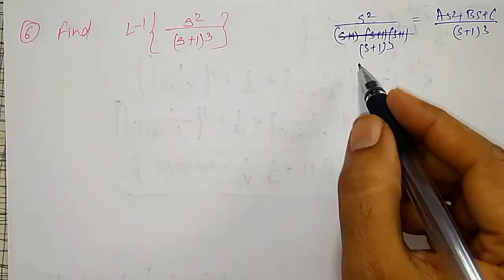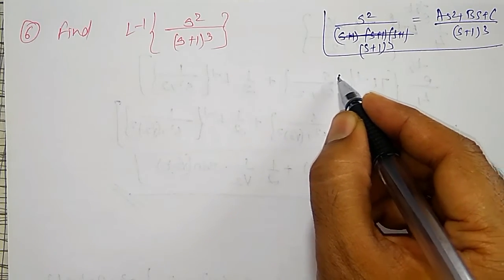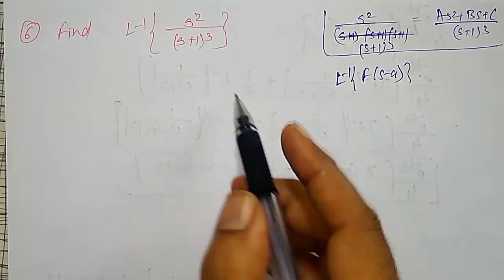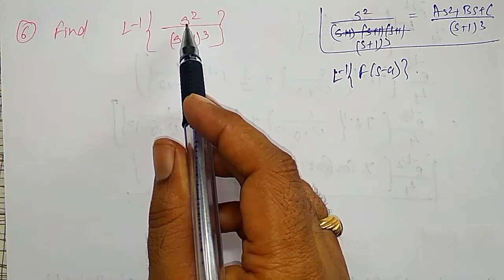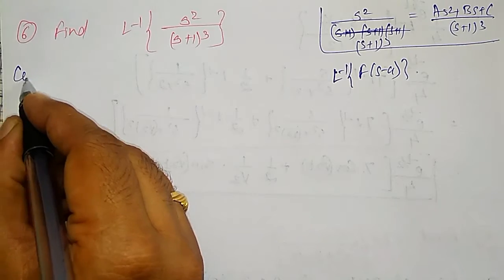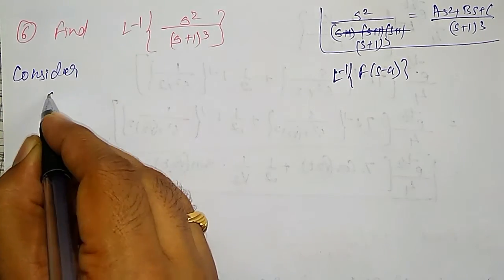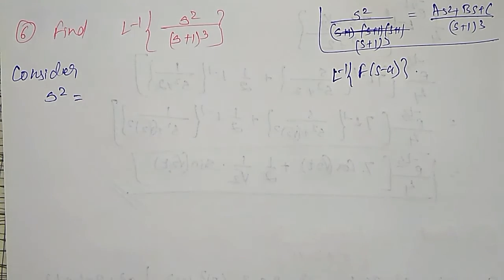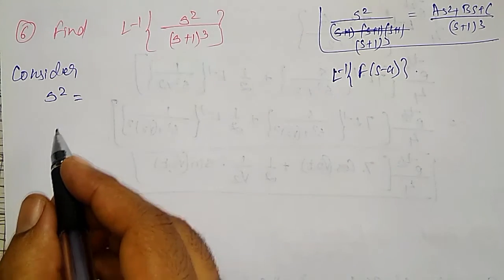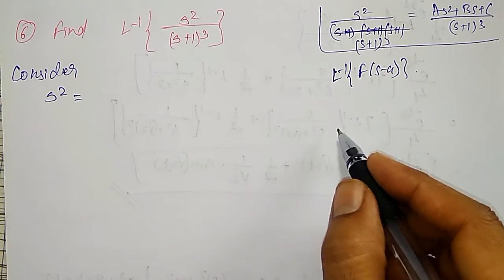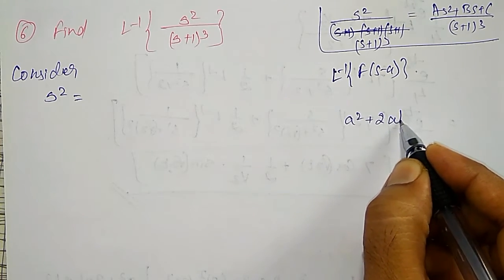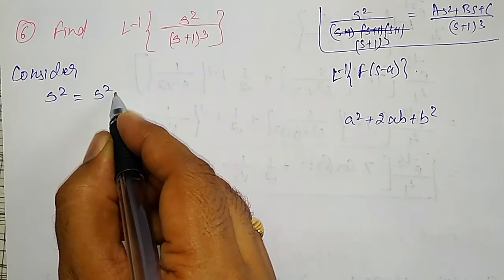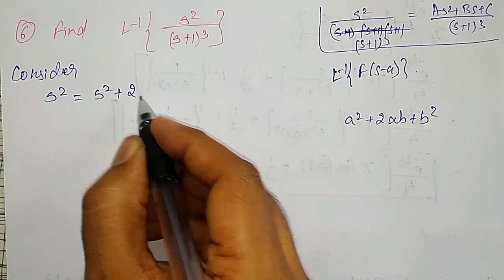Okay, here to apply this property, that is e to the power at into the inverse Laplace transform of f of s minus a, here s minus a is there. The numerator I have to adjust in the form of s minus a. That's all. Consider s square equal to, I have to adjust in terms of s plus 1. How can I express this in s plus 1? I have only the term s square, to make it a square plus 2ab plus b square. These two terms are missing here. What will I do? S square plus 2a, where a is nothing but s.